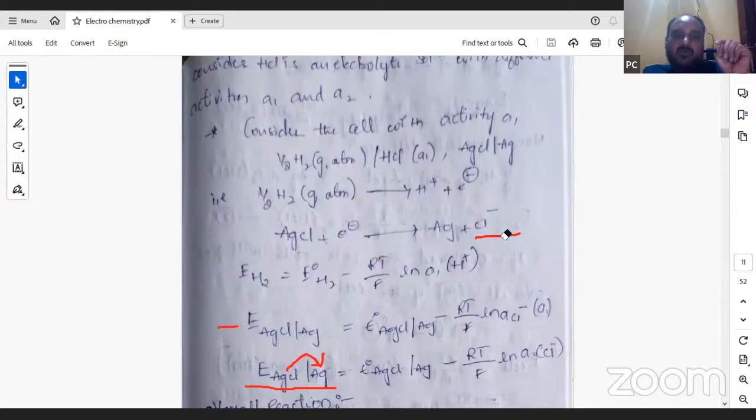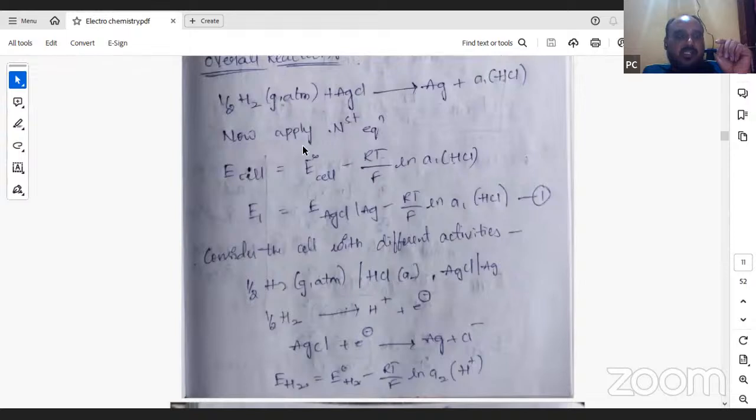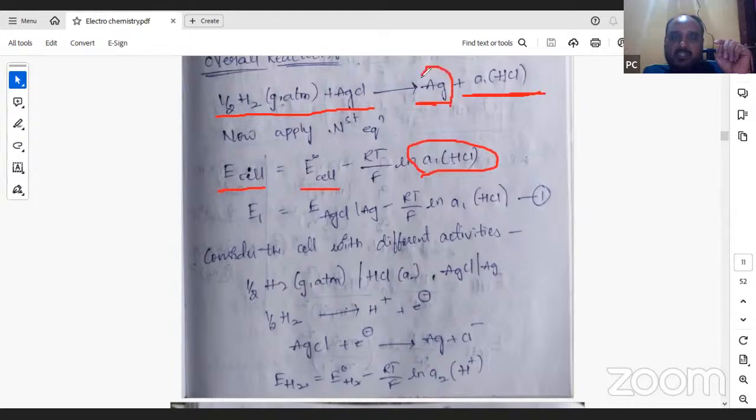Then if we consider the overall cell reaction and apply the Nernst equation, we get one equation. The overall cell reaction is half of H2 gas atmosphere plus silver chloride gives rise to silver plus activity of HCl. Now apply the Nernst equation: E cell is equal to E naught cell minus RT by F ln activity of HCl. Silver is a solid, and for solids activity is 1. Silver chloride is also a solid, so activity is 1.